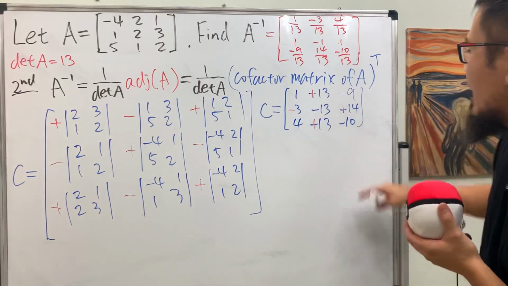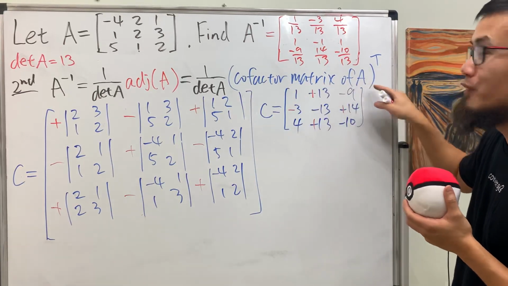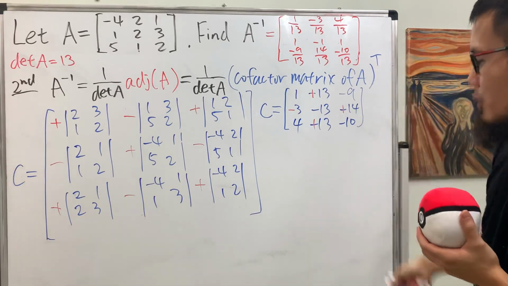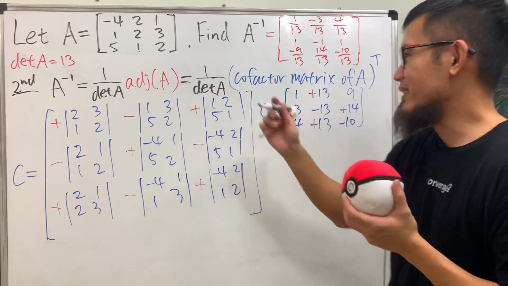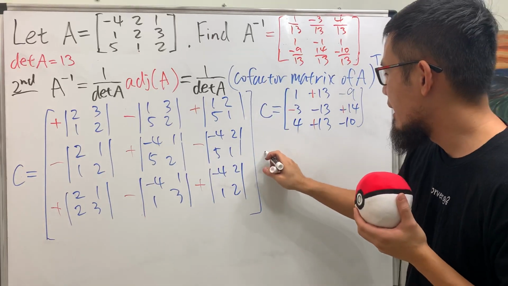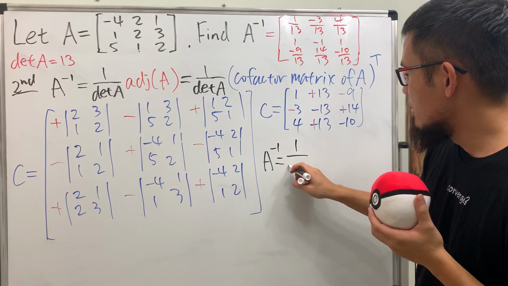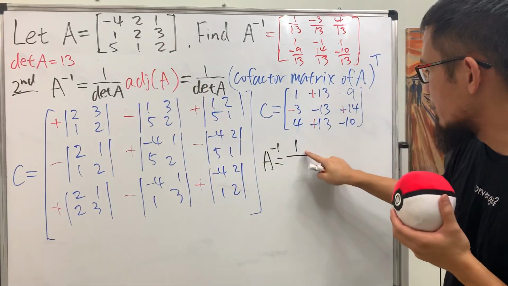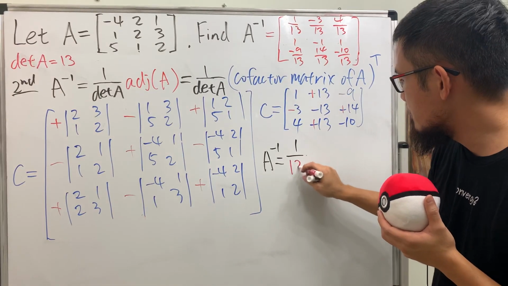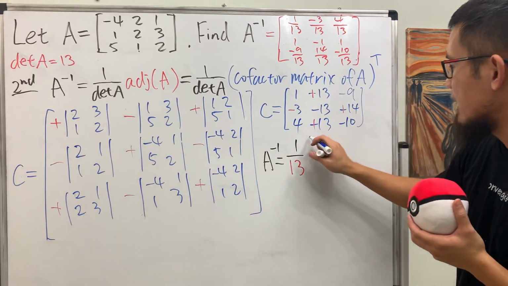No. Now we have to take the transpose. This right here is just the cofactor matrix of A. Now we have to take the transpose. But for the transpose, we can actually do that together. So let me actually write it down right here for you guys. A inverse, ladies and gentlemen, this is 1 over the determinant of A, which is 13. So I will put that down right here, 1 over 13. And then let's go ahead and do the transpose of this guy.